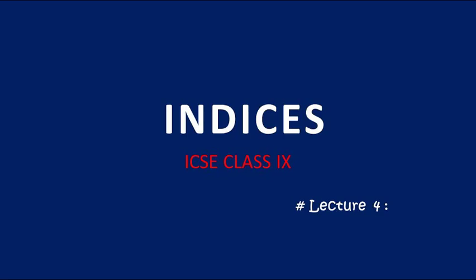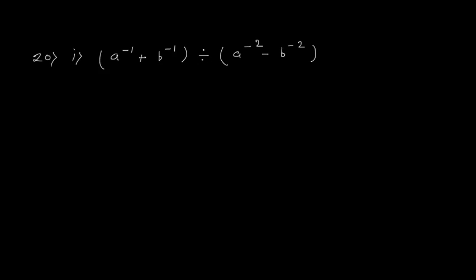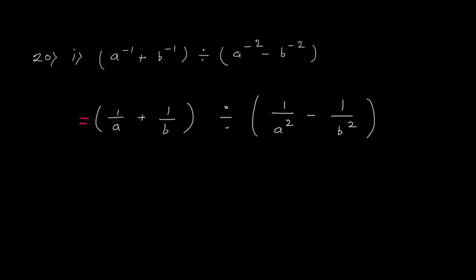Now let us see this 20th question. The 20th question is (a^-1 + b^-1) whole divided by (a^-2 - b^-2). So this a^-1 can be written as 1 upon a, plus b^-1 can be written as 1 upon b, and this whole divided by, here we have 1 upon a square minus 1 upon b square. This much is clear to you all.